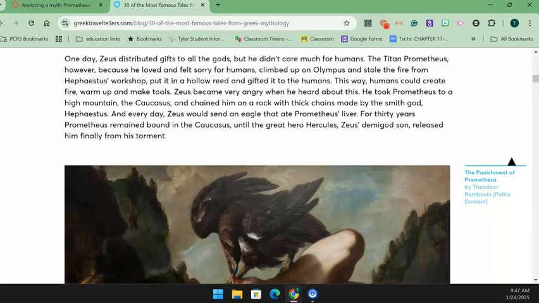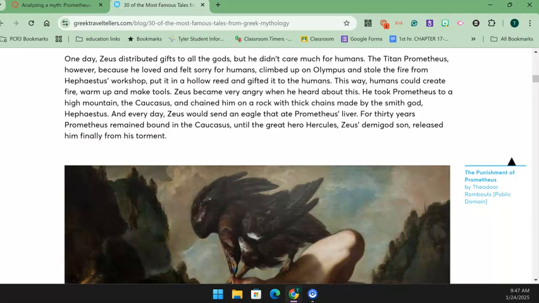He climbed up Mount Olympus and he stole the fire, right? So now, if I'm thinking about this, is stealing legal? No. So really, Prometheus is doing something wrong, something that's not okay, right? He's stealing. That's not okay. He put it in a hollow reed and gifted it to the humans, right? This way, humans could create fire to warm up and make tools.